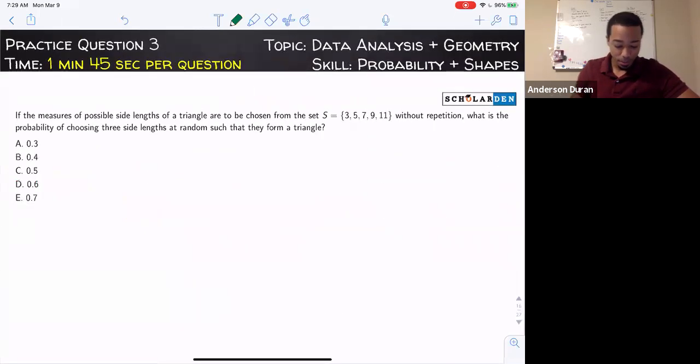Question number 3. If the measures of possible side lengths of a triangle are to be chosen from the set S equals 3, 5, 7, 9, and 11 without repetition, what is the probability of choosing 3 side lengths at random such that they form a triangle? All right, we have 1 minute and 45 seconds and go. Remember, interpret, plan, compute. You got this. Remember to not reveal your answer until we're ready to go.